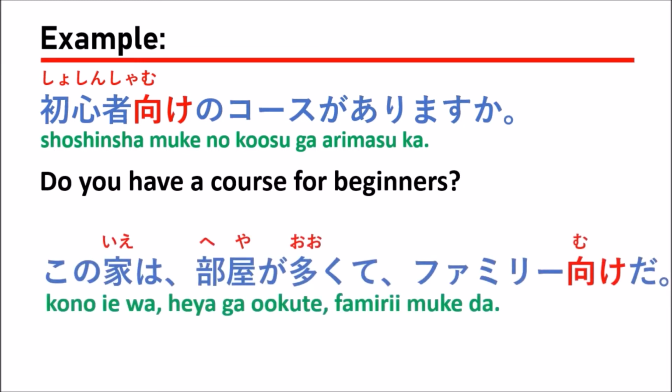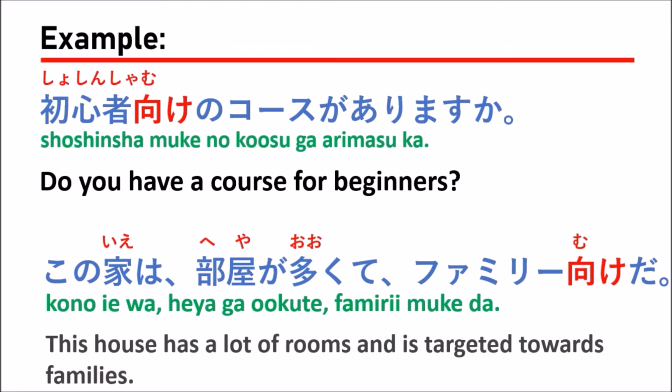The next example, この家は部屋が多くてファミリー向けだ。 Which means, this house has a lot of rooms and is targeted towards families.